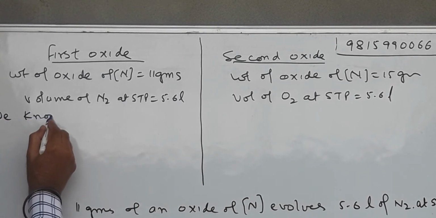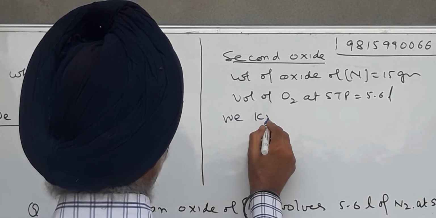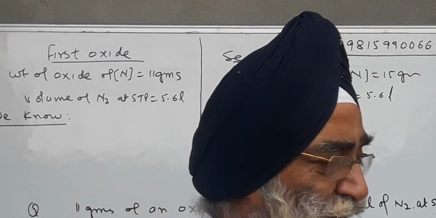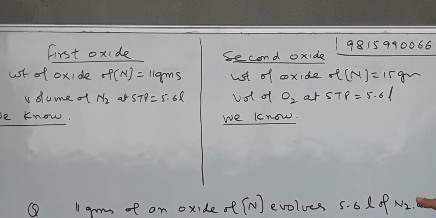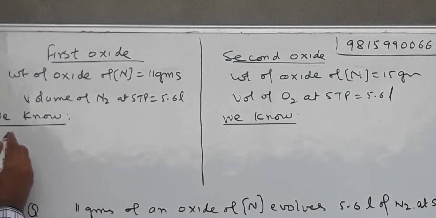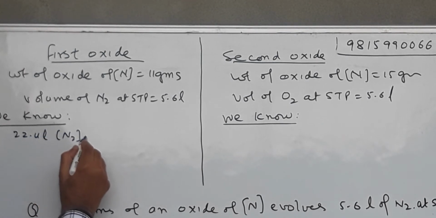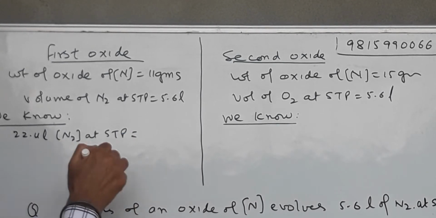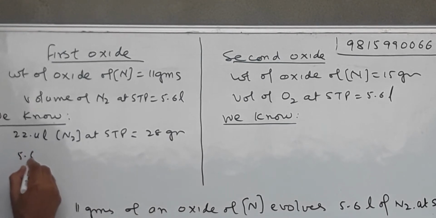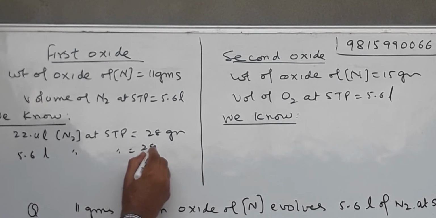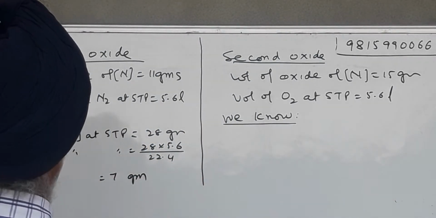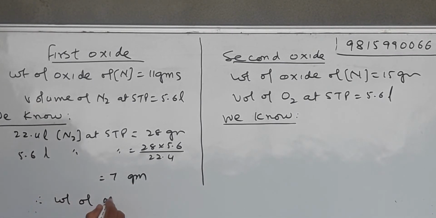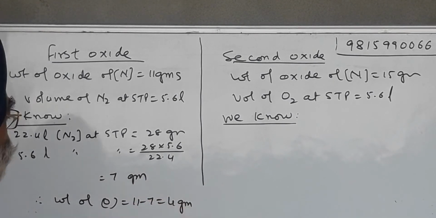We know, and definitely we know it from mole concept, from my previous lectures on mole concept, when we related moles with this volume. It was called gram molecular volume. We know 22.4 liters of nitrogen at STP, its weight is 14 into 2, 28 grams. 5.6 liters will have 28 into 5.6 over 22.4, it is 7 grams. So this oxide of nitrogen has 7 grams of nitrogen. Therefore, weight of oxygen is equal to 11 minus 7, that is 4 grams.